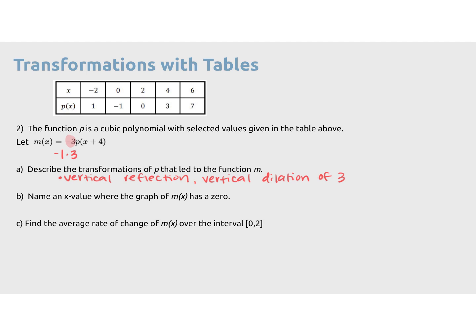On the inside of the function, I see this +4, and I know that transformations on the inside are going to be horizontal transformations, and they're always going to be the opposite of what I expect. So the +4 on the inside is going to be a shift, and that's going to be a horizontal shift to the left.